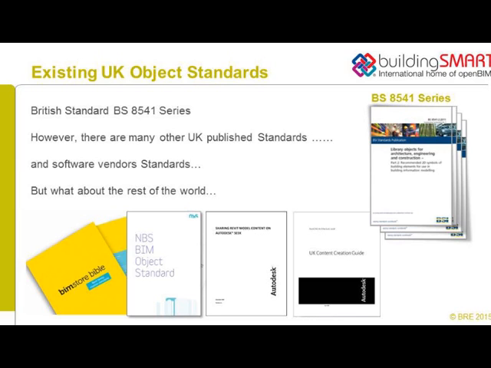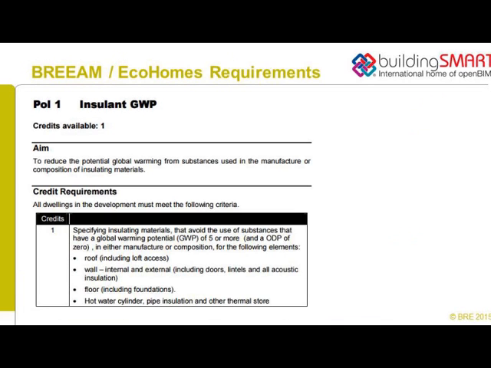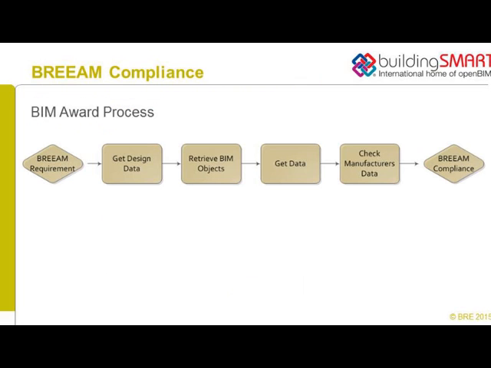I work for BRE. So something as simple as within BREEAM Eco Homes, you might have a requirement for the global warming potential on insulation. So all you want to check is this one value greater or less than 5? Okay, then I can award an accredit. So it shouldn't be that difficult to do, but the reality is, you've got a BREEAM requirement, you have to get the design data, retrieve all the BIM objects that could hold that, get the data, link it to manufacturers, and then check that that's compliant.